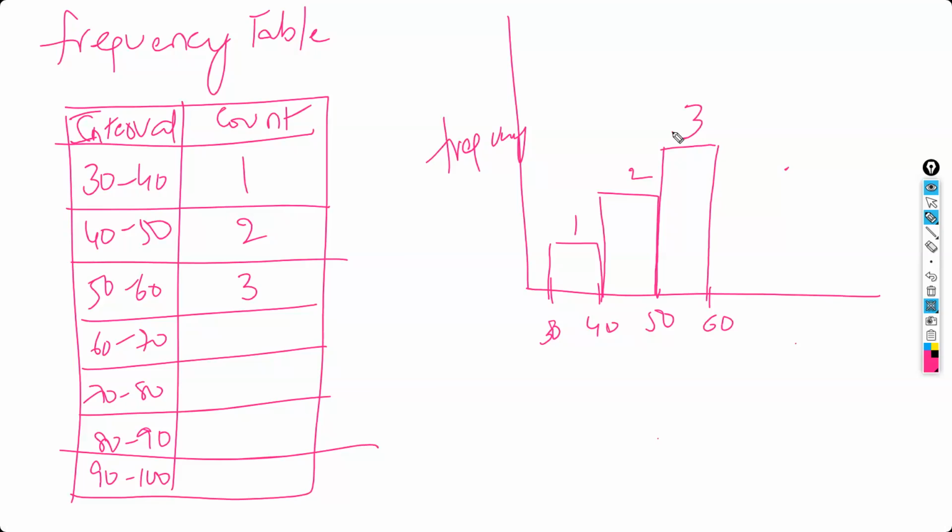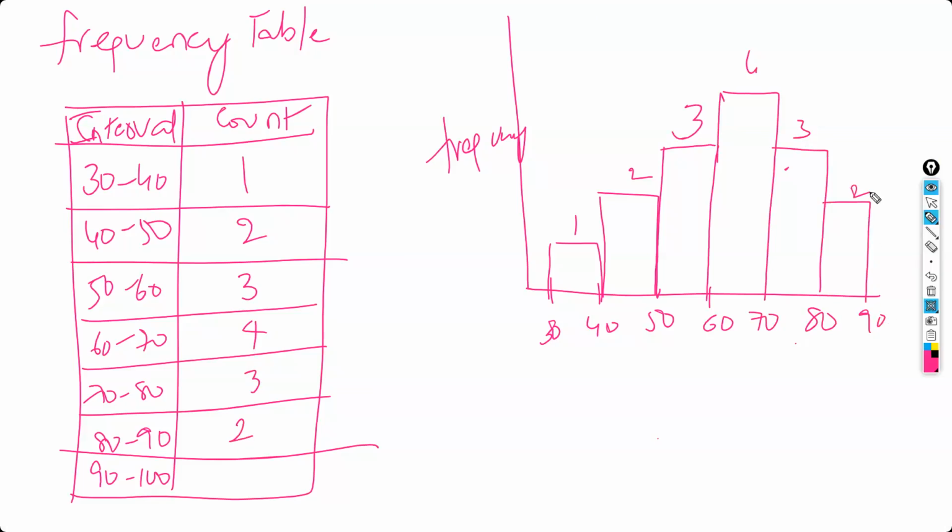Nothing else. Next, 60 to 70. How many? 4. You are going to take a height of 4. Next, 70 to 80. 3, with a height of 3. Next, 2, with a height of 2. Next, the last one, 90 to 100. How many? 1. Now, in total how many bins have you got? 7 bins. Earlier you calculated that, right? If the bin size is fixed, the number of bins is equal to 7.